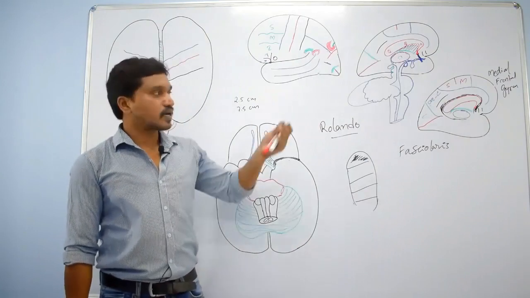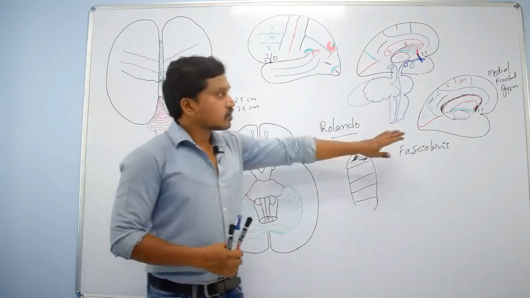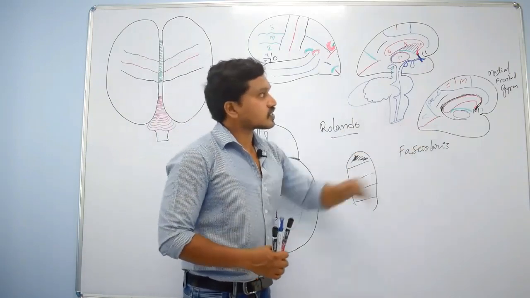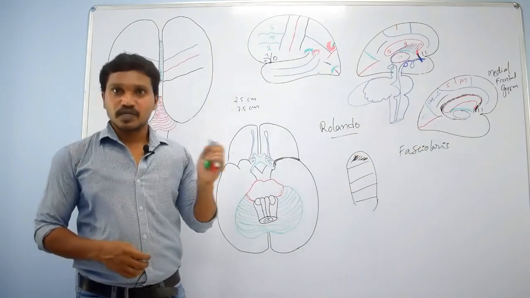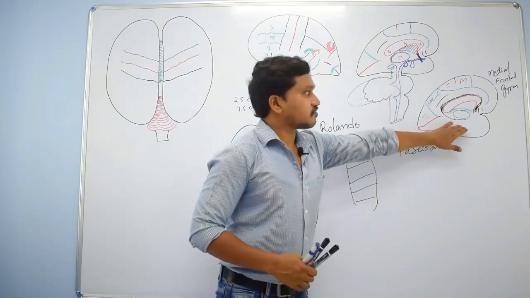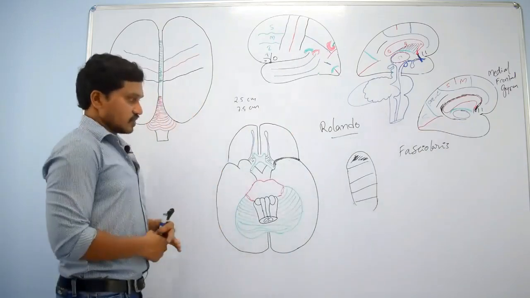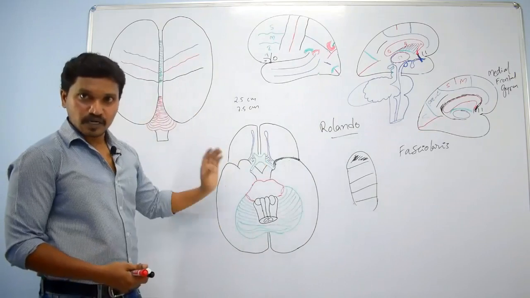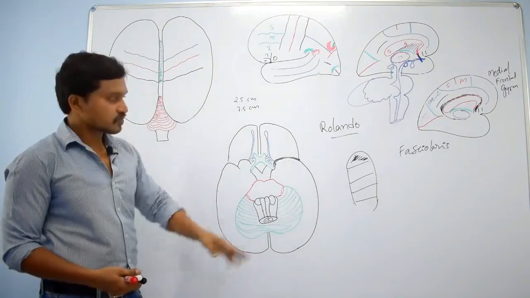Functional importance I will tell you later. Let me complete the anatomy first. So this is about the medial surface of the cerebrum. Then we will take the inferior surface. I hope you are remembering what I told in the initial part of this class.